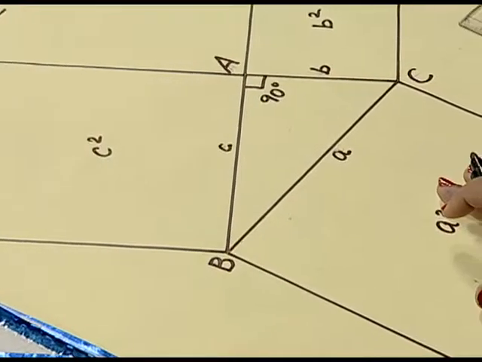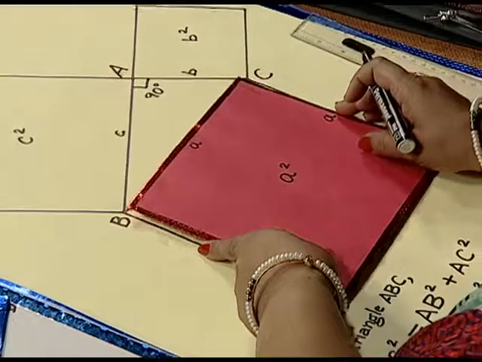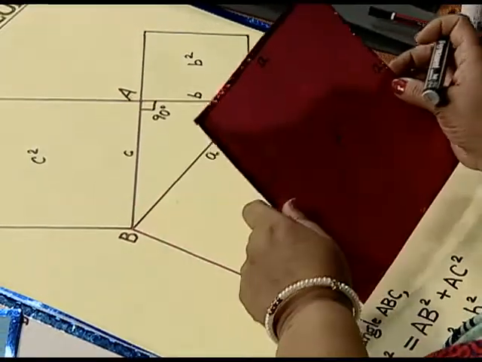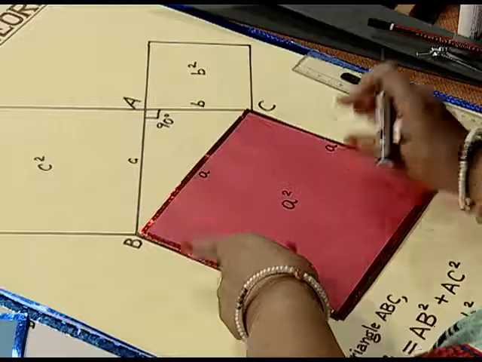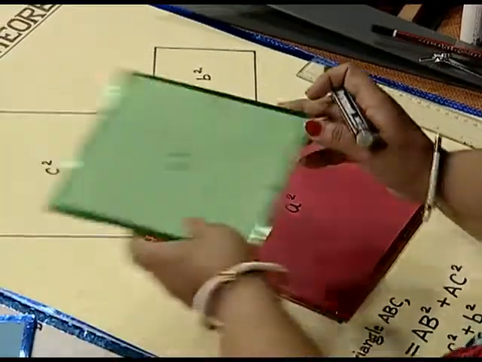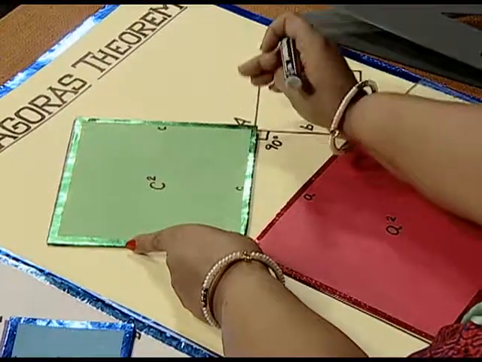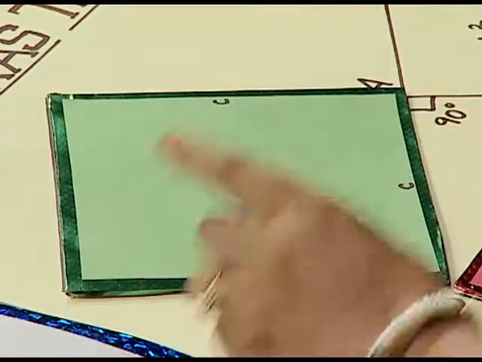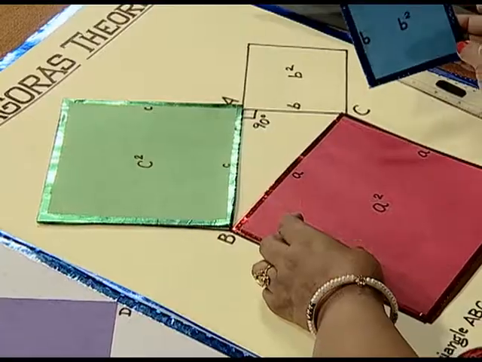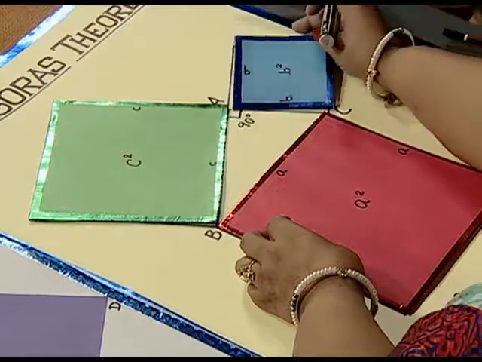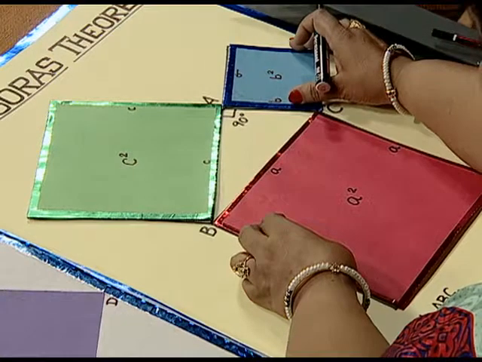We also prepare cutouts of the squares. Here, this is the square of area a square. This cutout is a square having area c square, and here is a square of length b and area b square, which is placed along AC.